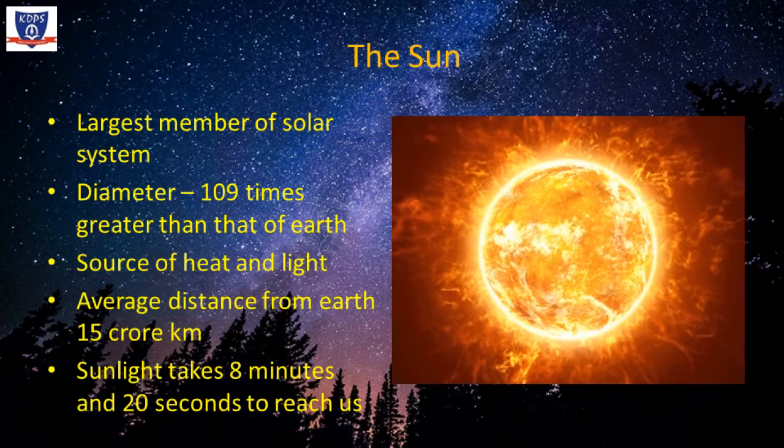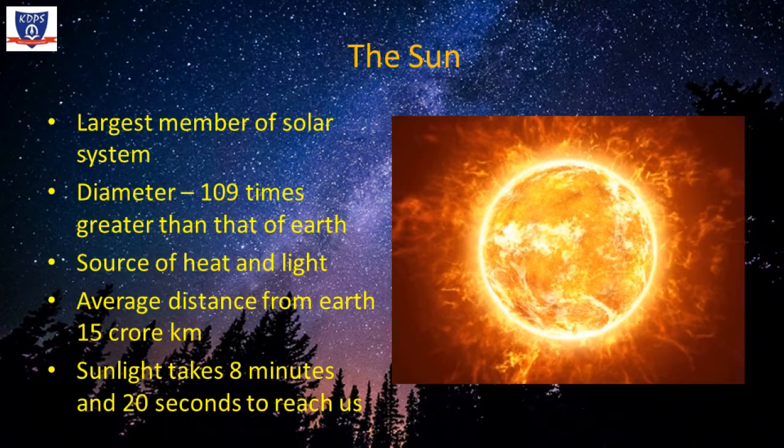The Sun is the largest member of the solar system and is located at its center. The diameter of the Sun is about 109 times greater than the diameter of the Earth. The Sun is the main source of heat and light for all forms of life on Earth. That's the reason why ancient people worshipped the Sun as a god.